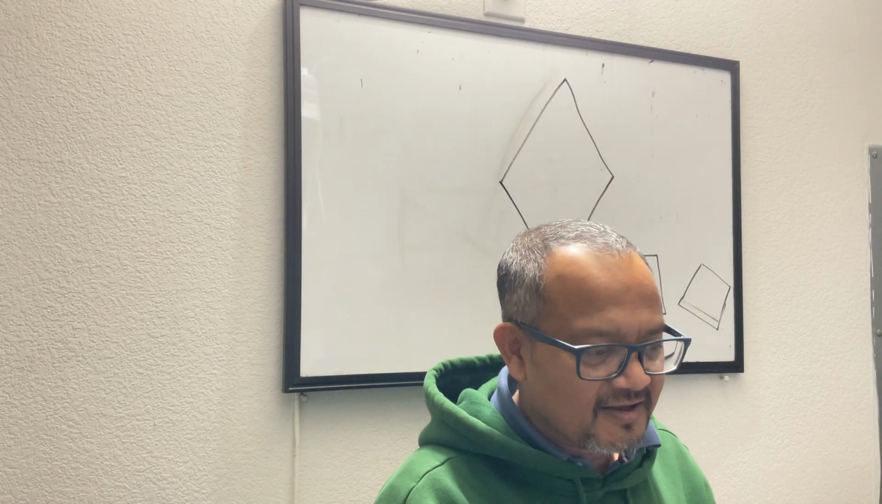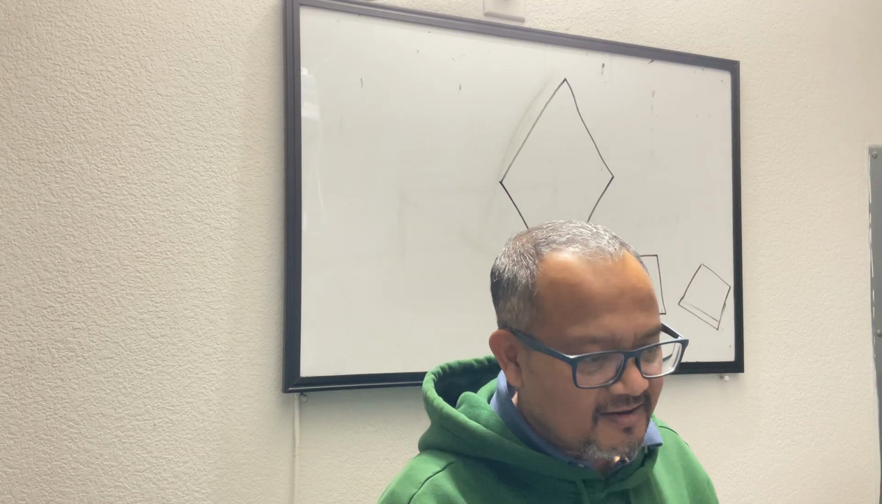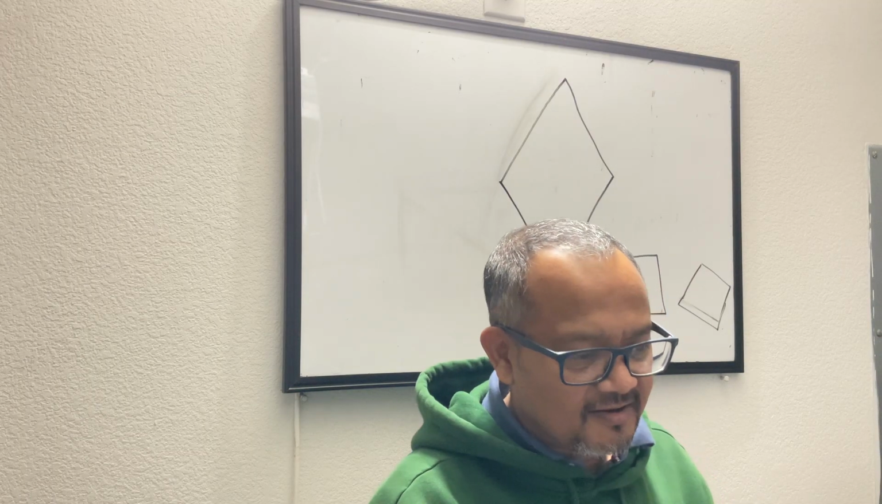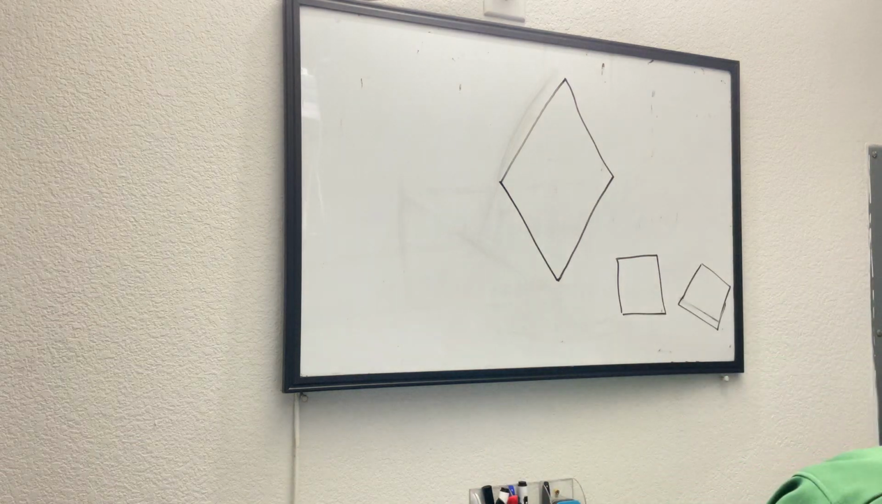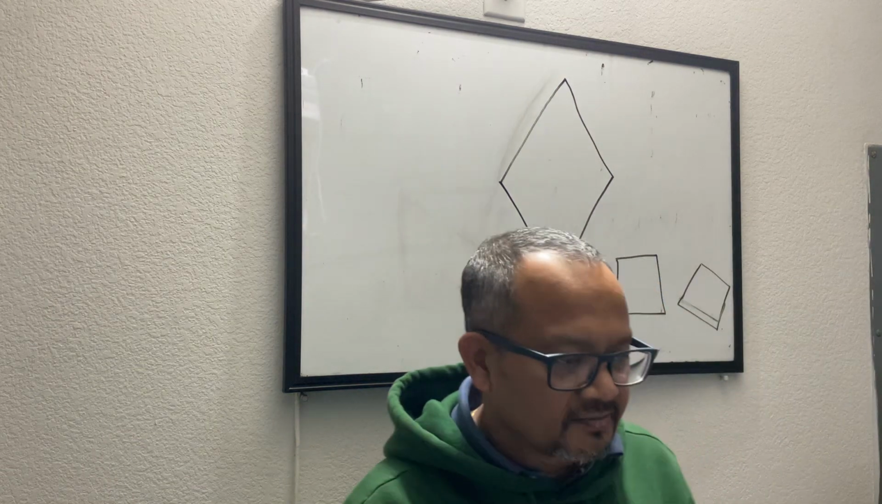A rhombus is like a rectangle, but it's not a rectangle. Different sides are parallel, and they're also intersecting. Like this one point and one point intersect.